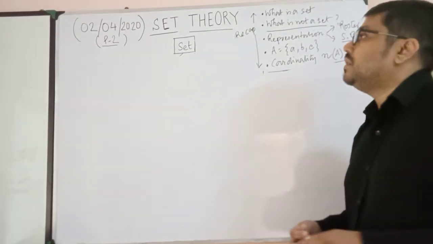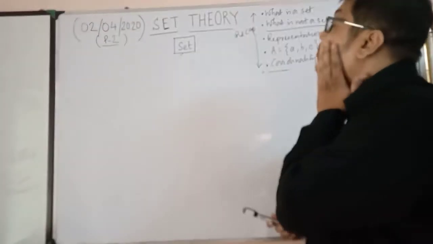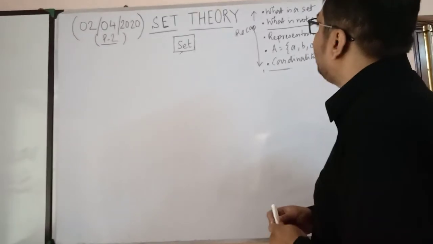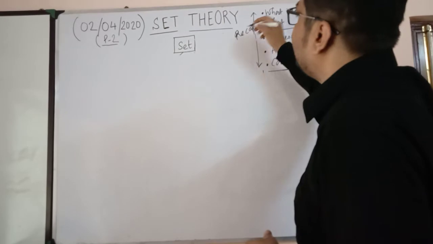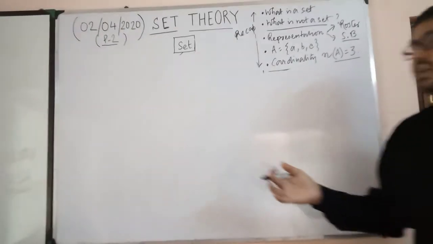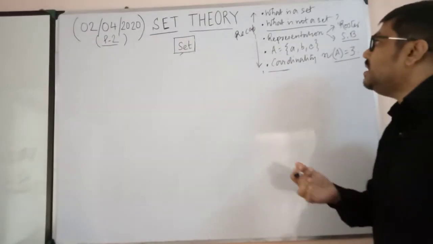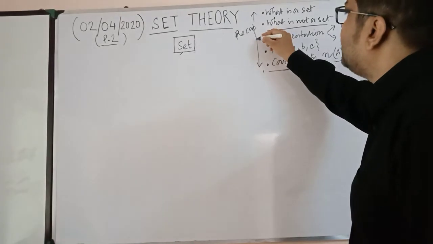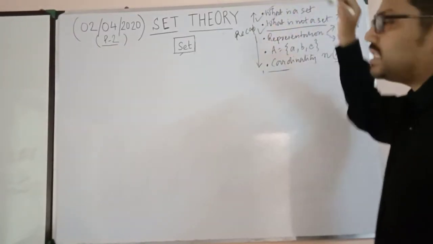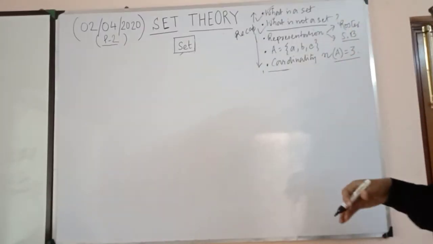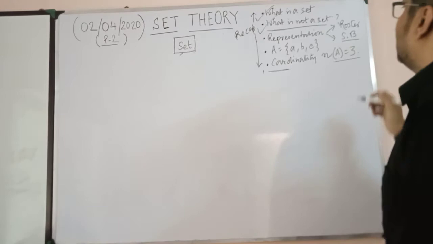So we will probably start with part 2 of this. We already learned part 1. If you have not gone through part 1 of set 3, please see it, otherwise it will be a little difficult for you to understand. What we learned was what is a set and what is not a set. These things we have already learned in part 1.